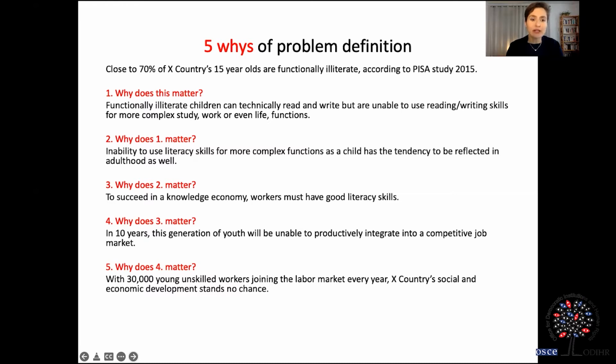I like to present this with an example because it's easier to understand. So let's say we have this country X, and close to 70% of its 15-year-olds are functionally illiterate, according to the PISA study of 2015. So just a little bit of explanation here for maybe some of you who might not be as familiar with the education sector as I am.